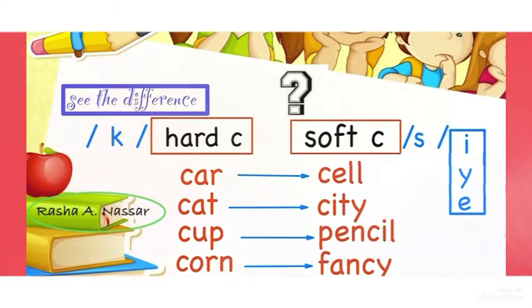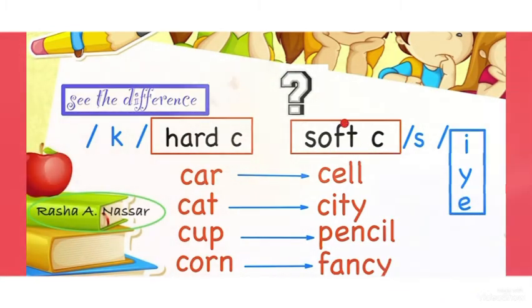Today's lesson is how to spot the difference between hard C and soft C. What do we mean by hard C? Hard C is the letter C that sounds k, k, k, as in car, as in cat, as in cup, as in corn. Soft C. What do we mean by soft C? The letter C that sounds s, s, s, as in cell, as in city, as in pencil, as in fancy.